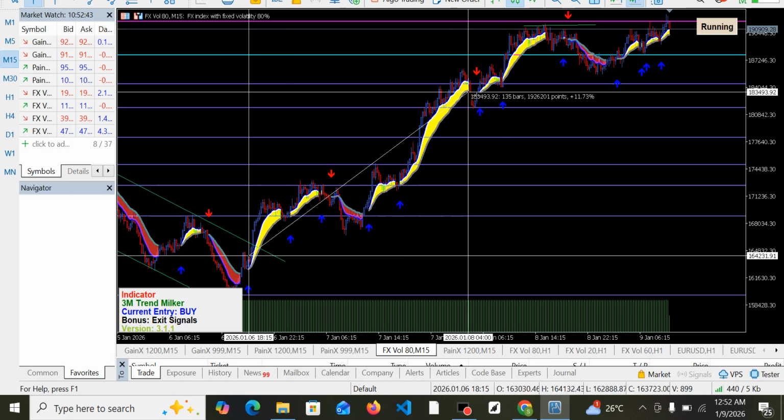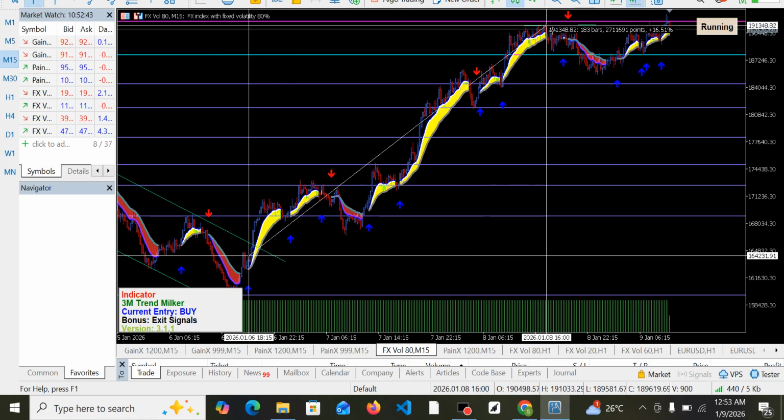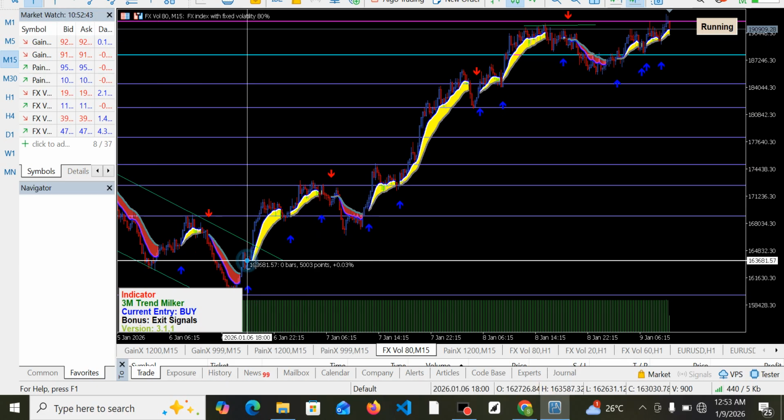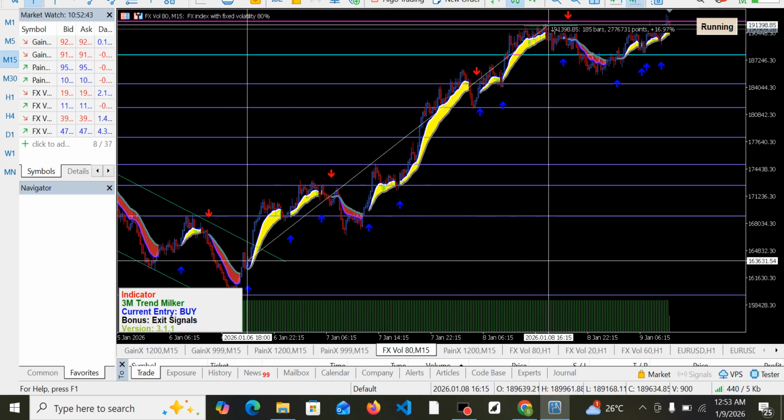Right from here, where we had our entry point, it bought till it got to this resistance zone, and that is a beautiful trading opportunity for those that are using this trend trading strategy. And in case you don't know, this particular asset is on the 15-minute time frame, which means on the 15-minute time frame, we are able to trade for a very long time like this.